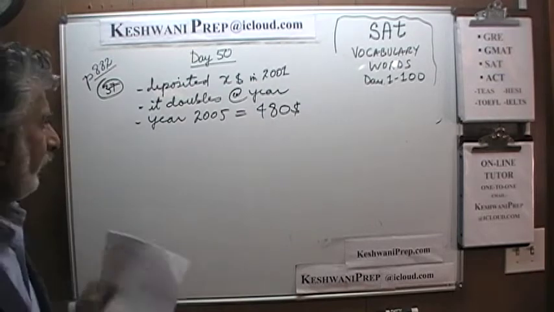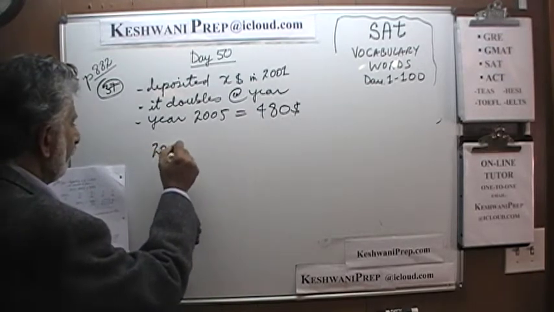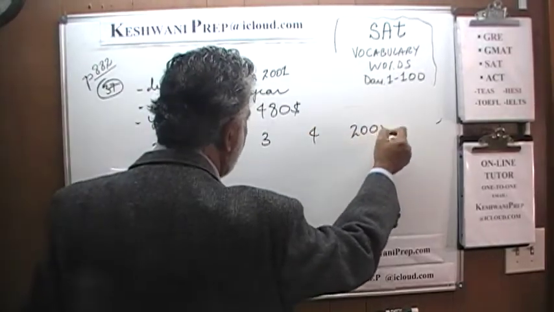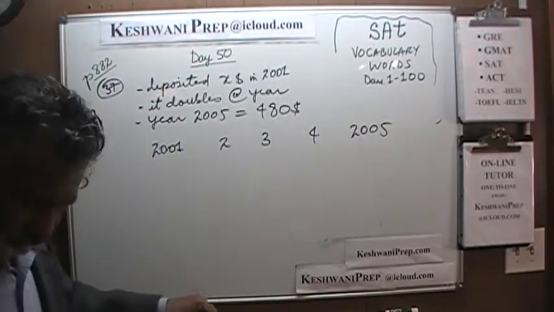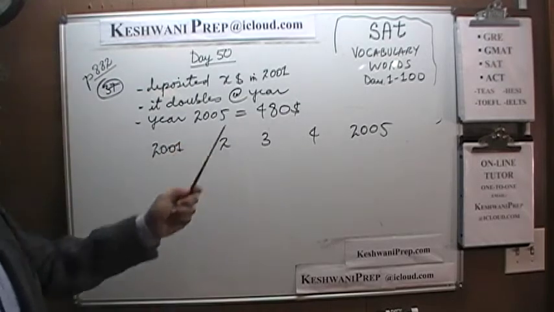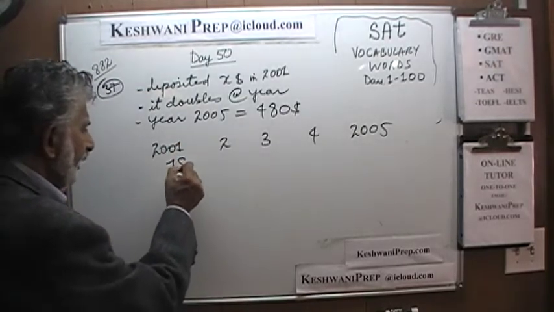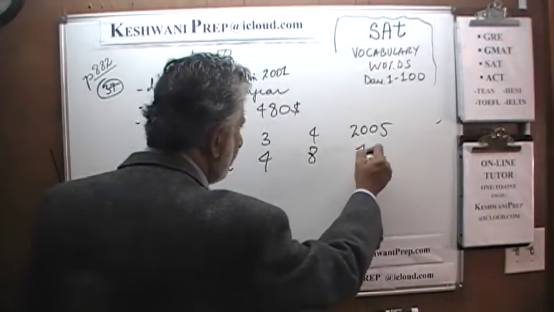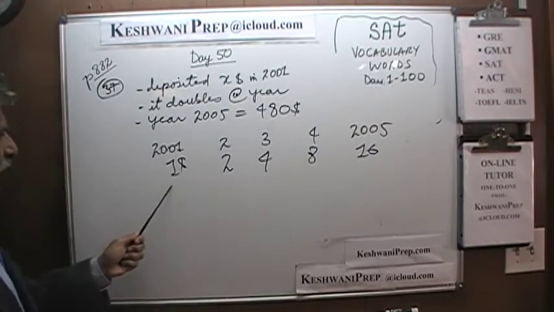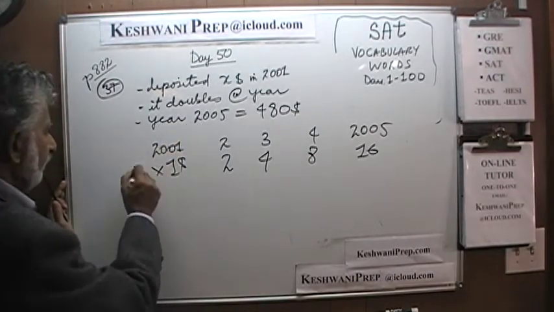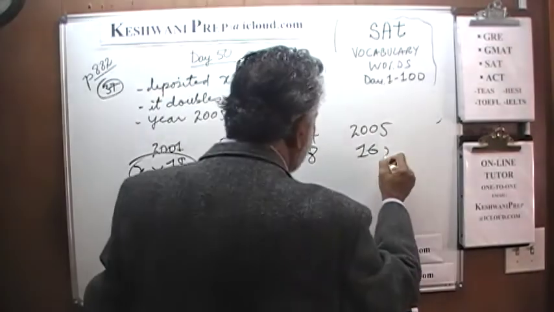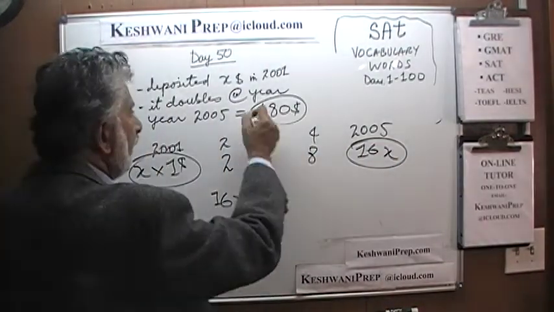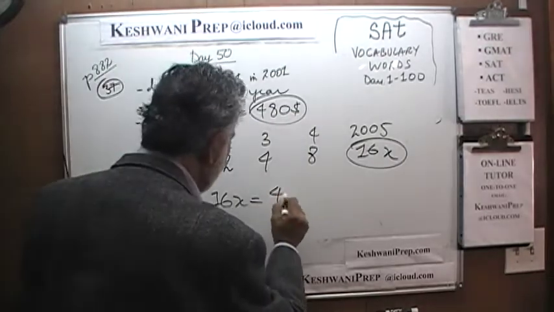So let's do it out, shall we? 2001, 2002, 2003, 2004, and 2005. And instead of dealing with X dollars, let's just do $1. So if we had $1 here, the next year it will become $2, 2 will become 4, 4 will become 8, and 8 will become 16. There you go. But we don't have $1. We started out with X dollars, so multiply this by X. So at the end we end up with 16X, which means 16X must equal the amount that we have at the end, which is 480.